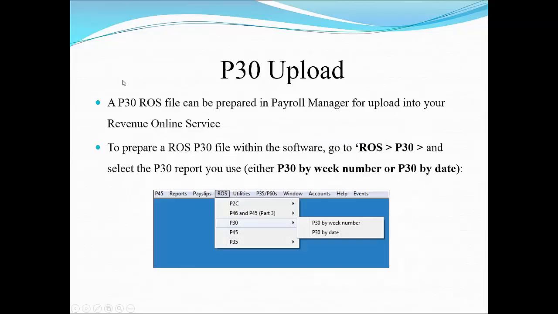So Audrey just touched on this briefly in the first part of the webinar, but you can also use Revenue Online to do a P30 ROS file. As Audrey showed you, you can prepare this first of all in the Payroll Manager software and then upload it into the Revenue Online service. So just to recap, if you are wanting to do a ROS P30 file, you go into the ROS menu, into the P30 option this time, and choose the report that you normally use, so the P30 by week number report or P30 by date. It's important to choose the report that you always use.